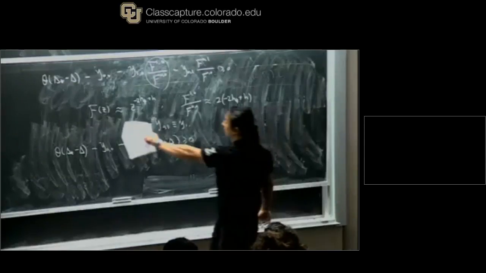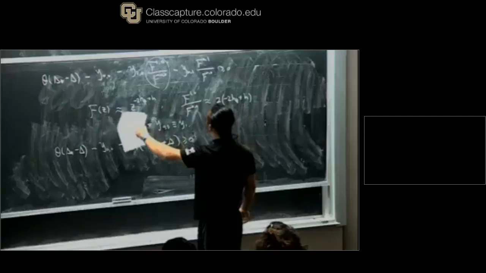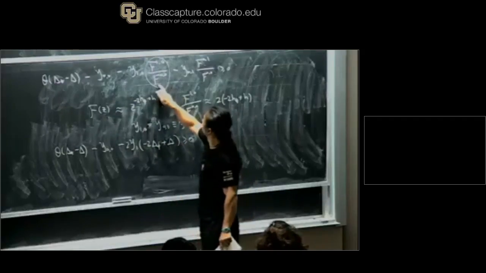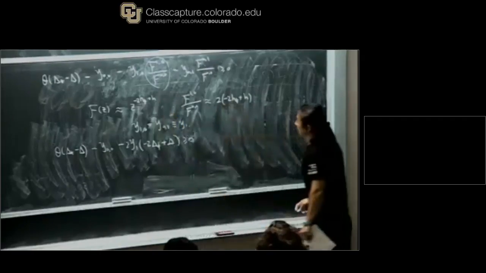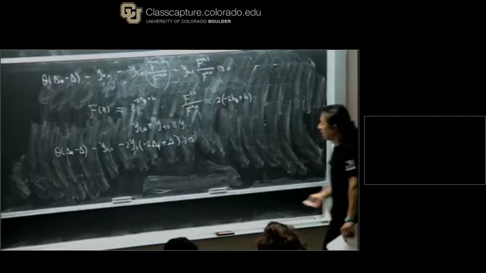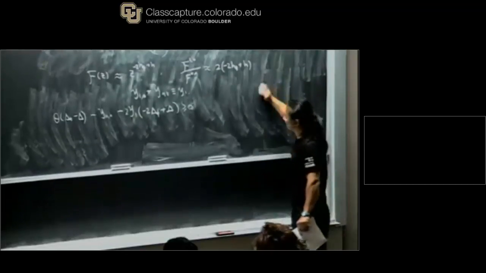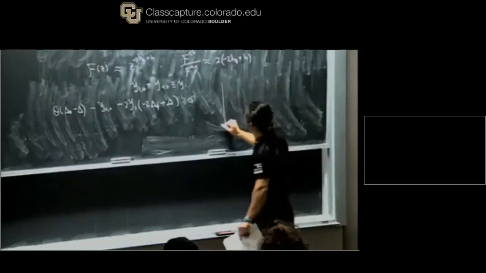F was the chiral, the holomorphic part, and then there's the anti-holomorphic part. This, remember, was a product of the holomorphic and anti-holomorphic part. Yeah. Okay, so I get this. Then you can draw a picture and see how this works.